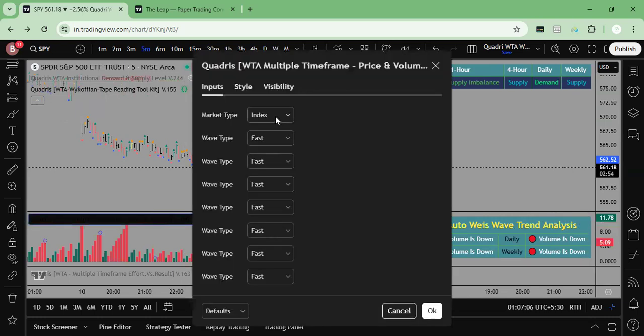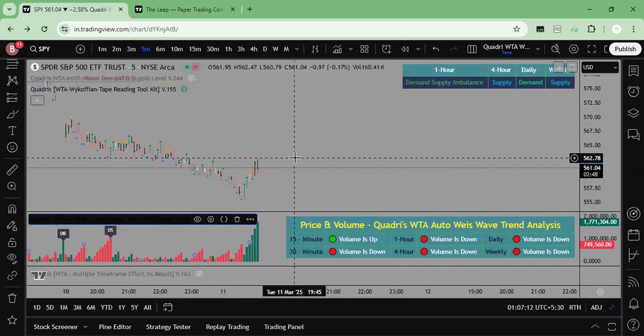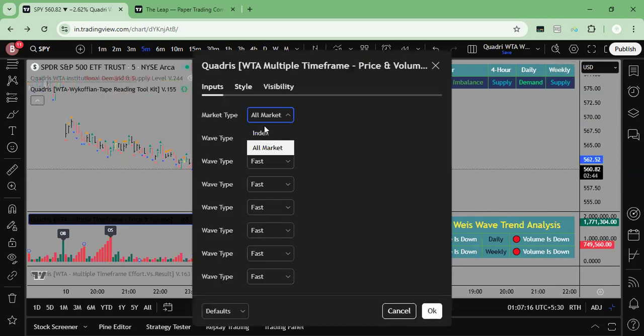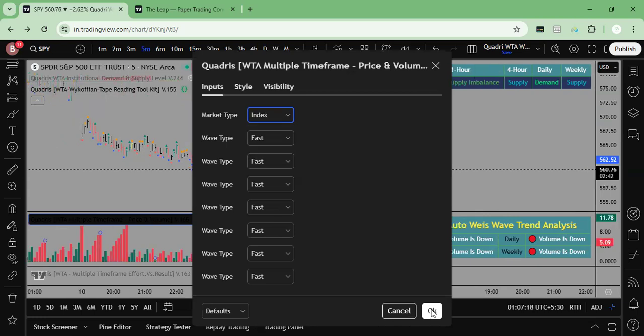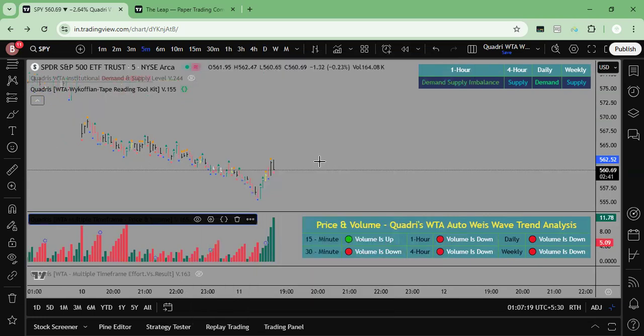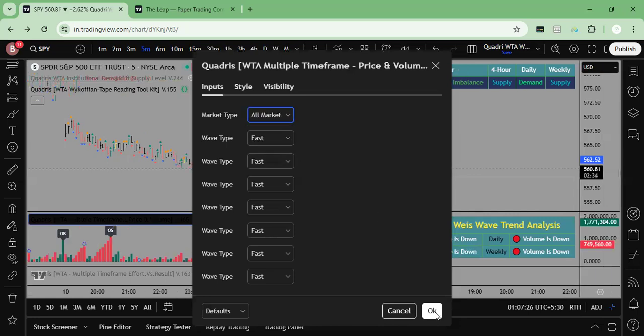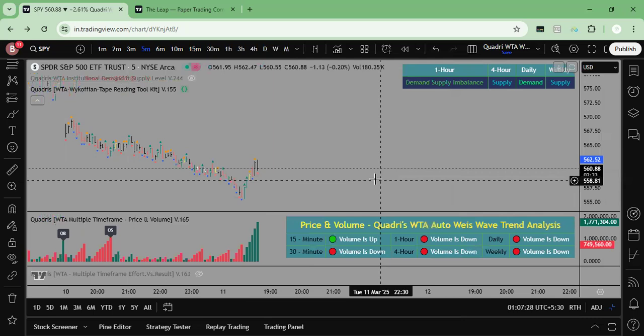You have two options, either index or all market. All market means if you're trading stocks, commodities and other things. And if you're trading an index or indices, you can use it as index. I normally keep it as index, because the volume differs from instrument to instrument.